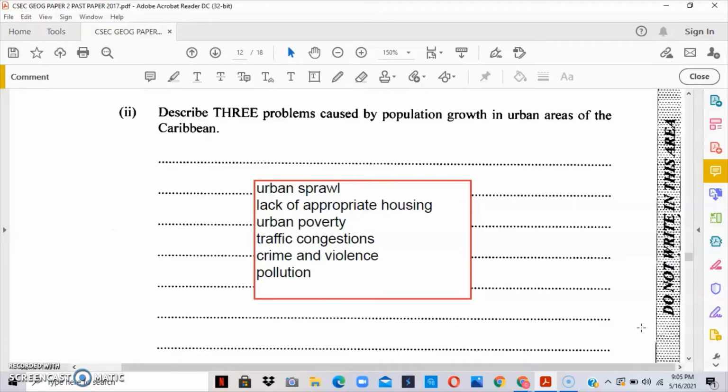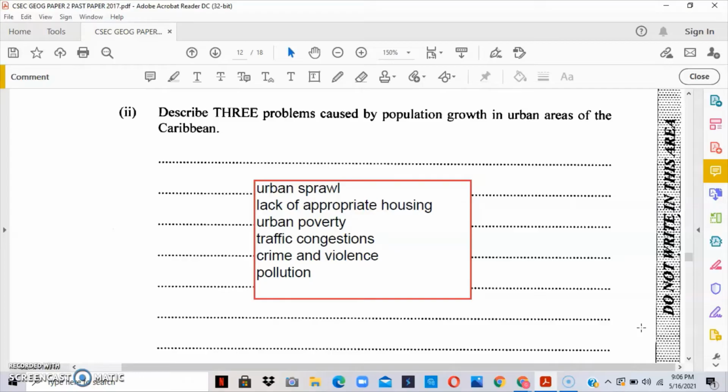the urban area. Because of urbanization and the inadequate amount of jobs to put everybody in, we have urban poverty developing, and urban poverty is very high. Traffic congestion is another major problem. Crime and violence: we do have a lot of crime and violence taking place in urban areas because persons migrate from the rural to the urban areas in search of jobs.